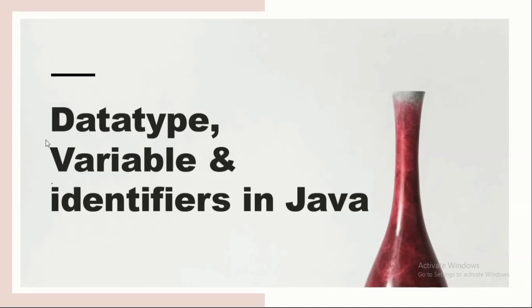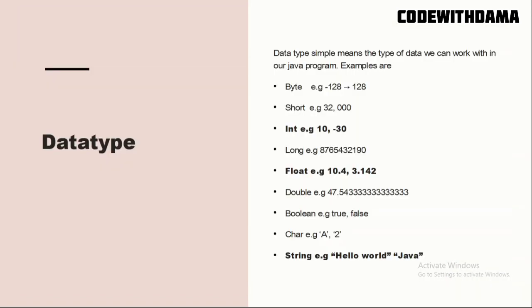Hi guys, welcome to this new video, and on this one we are going to be talking about data types, variables and identifiers in Java. Hope you're excited. So let's go ahead and get started. Now we are going to be starting with data type, and this simply means the type of data that we can work with in Java programming.